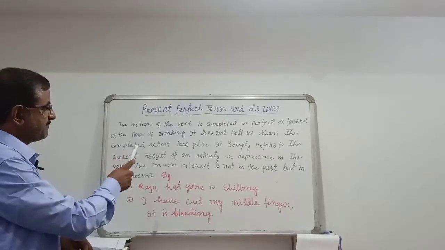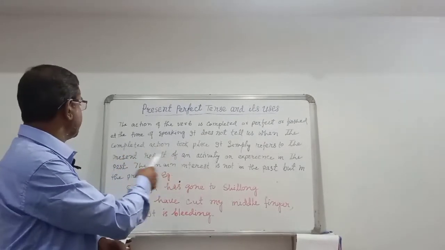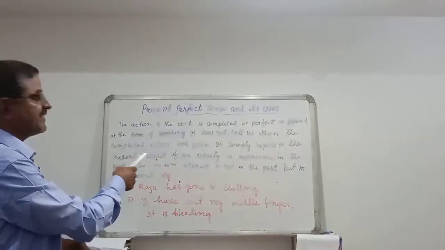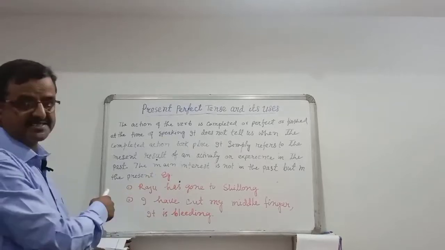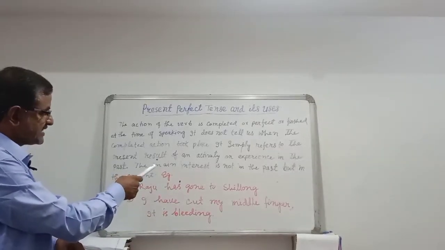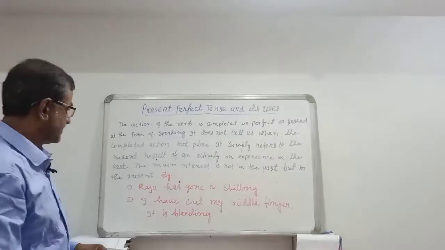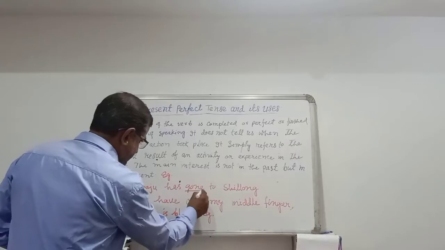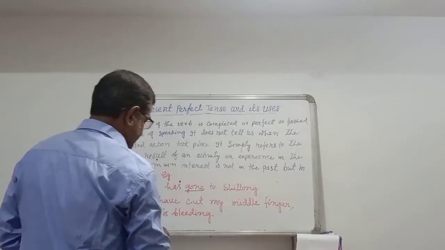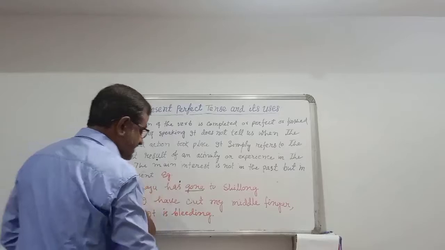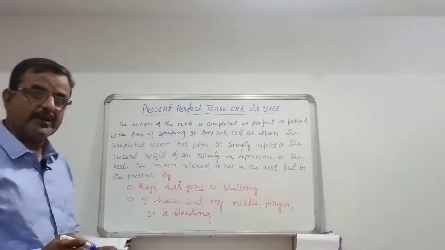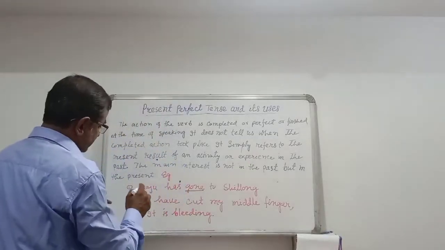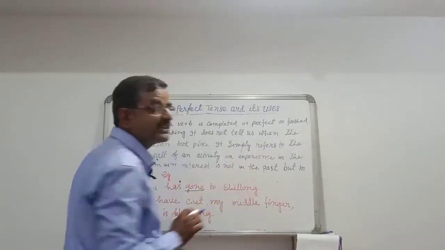At the time of speaking, it does not tell us when the completed action took place. It simply refers to the present result of an activity or experience in the past. The main interest is not in the past but in the present. As for example, you see, Raju has gone to Shillong. This sentence does not tell us when Raju went to Shillong. But this sentence tells us that he is in Shillong now.